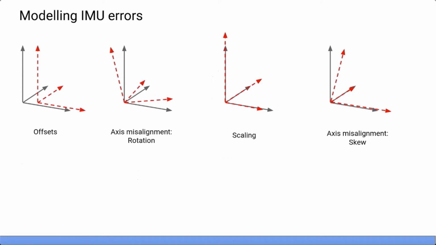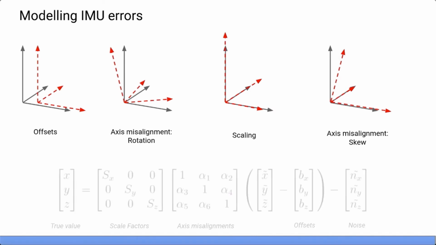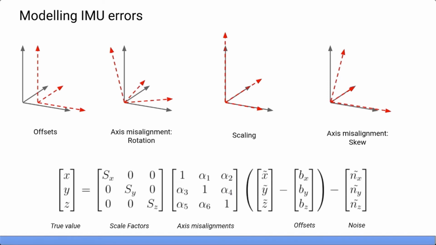Now, there are mainly 3 to 4 types of errors that we see in all three sensors of an IMU. The first one is the offset error, which you can see in the leftmost diagram over here. We can have axis misalignments, which could be rotated axes or skewed axes, and we could have scaling errors. We can model all of these errors into a single equation as shown below.